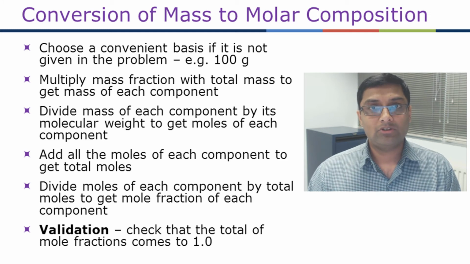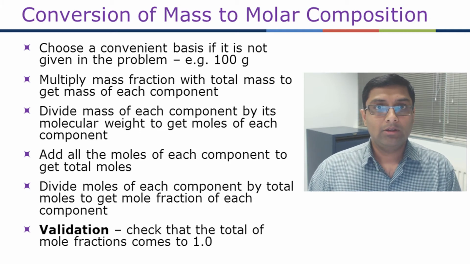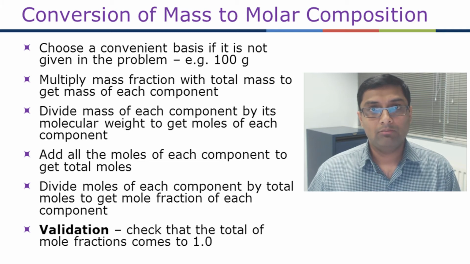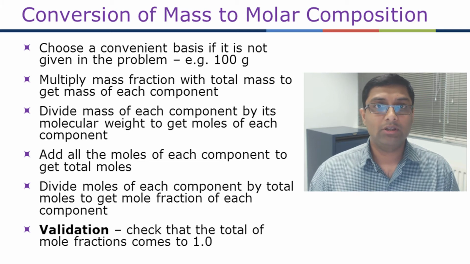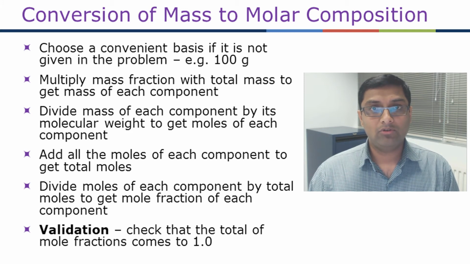Then you would divide mass of each component by its molecular weight to get the moles of each component. You would add all the moles to get the total moles, followed by dividing each mole by the total moles to get the mole fraction of each of those components. To validate your answer, you should also add all the mole fractions together and check if they come to 1. Remember, mass fraction or mole fraction of any given stream should add up to 1.